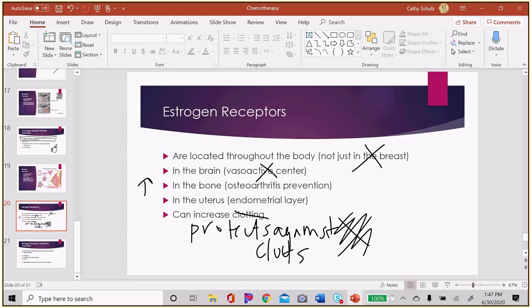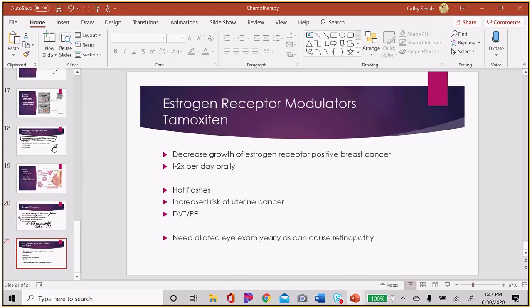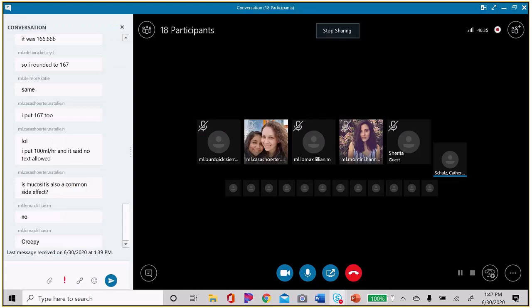But it activates estrogen in the bone and activates estrogen in the uterus. So we end up decreasing our risk of cancer continuing to grow, which is what we wanted, but we could end up with hot flashes. We could increase our risk of uterine cancer if we're allowing endometrial tissue to grow. We could increase our risk of blood clots, and then we have to watch the patient's eyes. What was the other medication we used that we had to watch people's eyes for retinopathy, where they had to see the eye doctor?